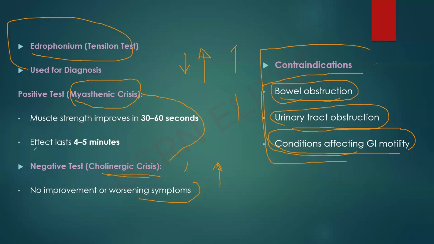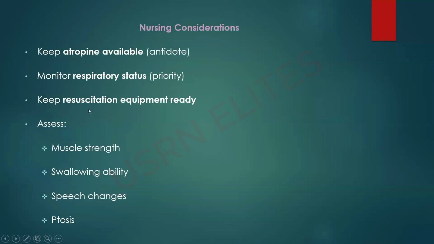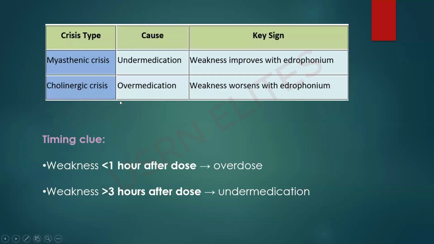Let me show you what I have on the next page, maybe to help. Oh, not this one. I think this is what I was trying to say. So let me come here, then after I'll go back. Let me come here. So I want us to look at the differences between myasthenic crisis and cholinergic crisis.